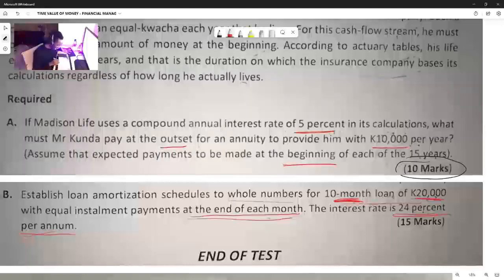10 months at the end of each month. You look at this part, 10 months, end of each month. Yet our interest rate says 24% per annum. Per annum just simply means per year. So automatically you see there's a problem there, right?